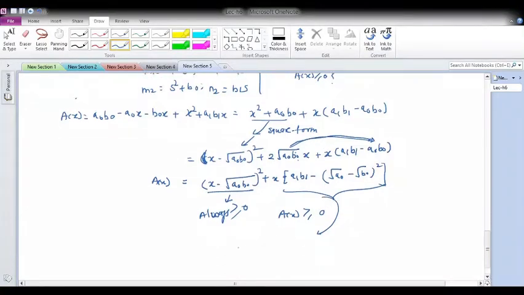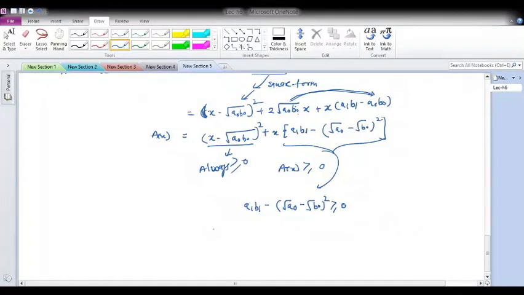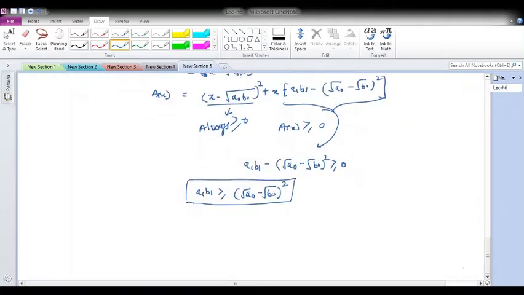The condition here is that a1 b1 minus square root a naught minus square root b naught, its square, this has to be greater than or equal to 0, and from that I can conclude that a1 b1 has to be greater than or equal to square root a naught minus square root b naught, its square. Okay, so this is the condition for PR. Okay, so based on it, let us take an example.